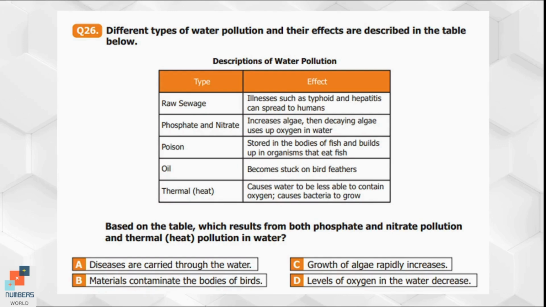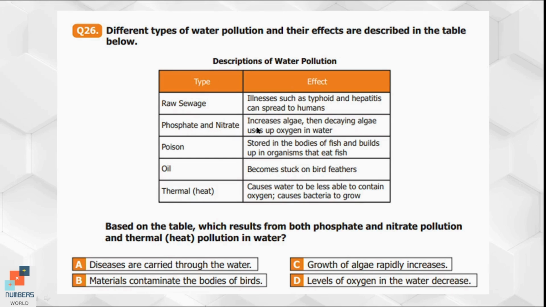Question number 26. Different types of water pollution and their effects are described in the table below. Based on the table, which results from both phosphate and nitrate pollution and thermal pollution in water? Before reading the options, let's read the table. Description of water pollution. Type raw sewage. Effect, illnesses such as typhoid and hepatitis can spread to humans.